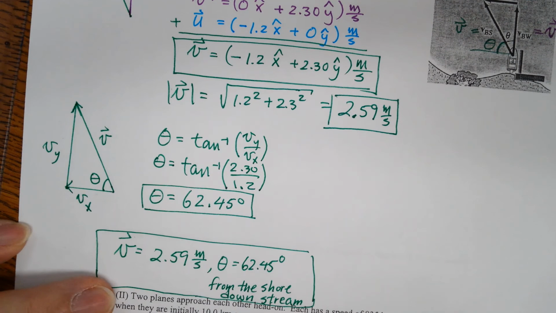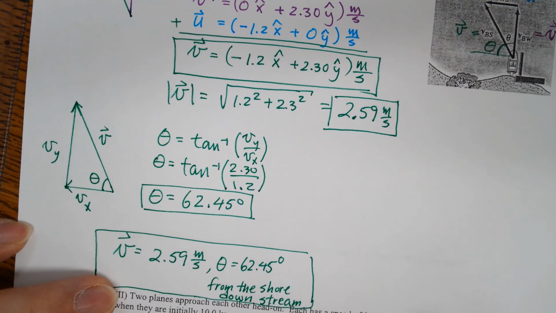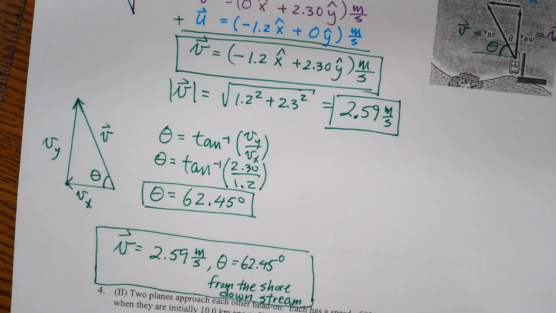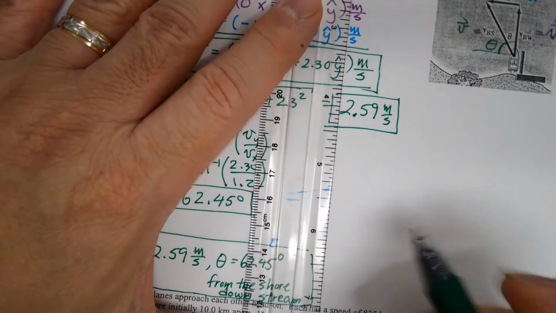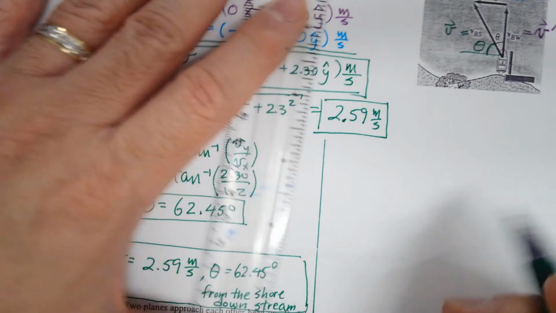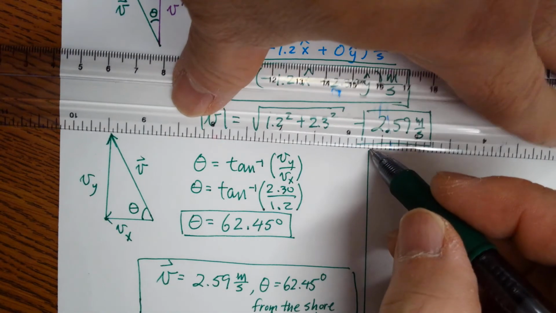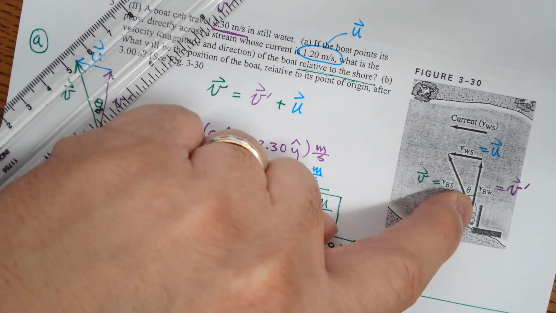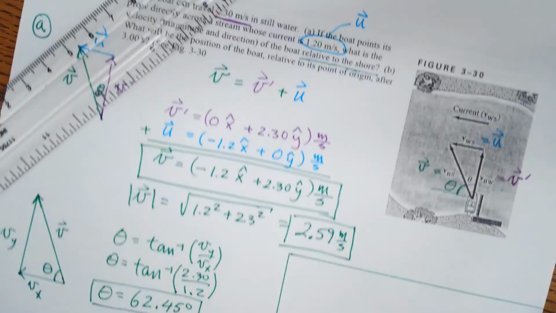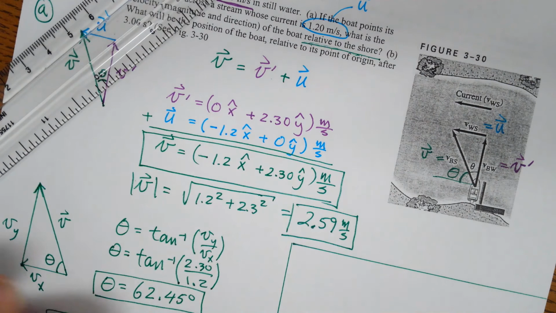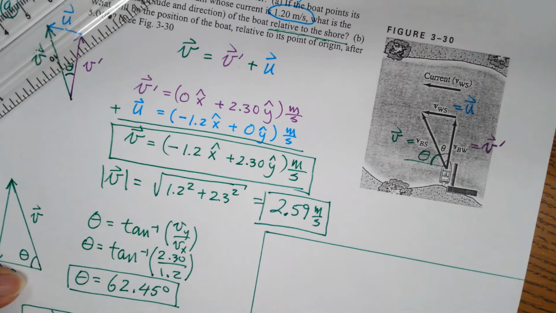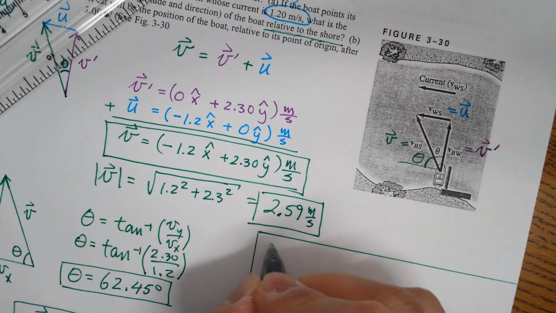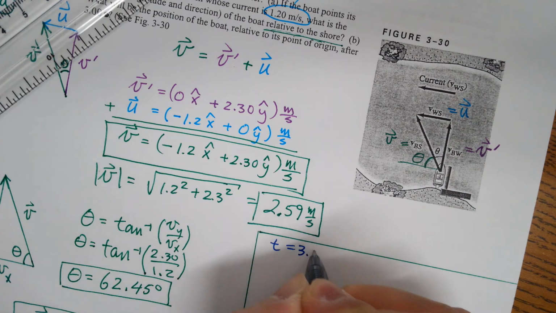What about part B? What will be the position of the boat relative to the point of origin after 3 seconds? So how far away would the boat be from the origin after 3 seconds? Well, after 3 seconds, it's going to travel along this direction for 3 seconds. That means it will travel in the y direction as well as in the negative x direction. Does that make sense? So let's find the position when time is equal to 3 seconds.